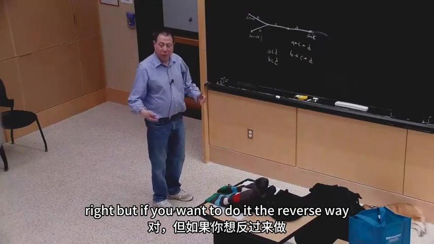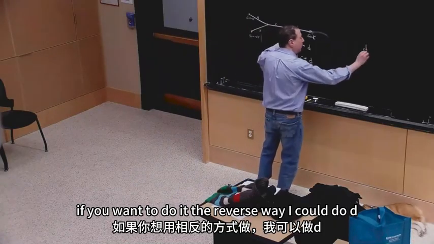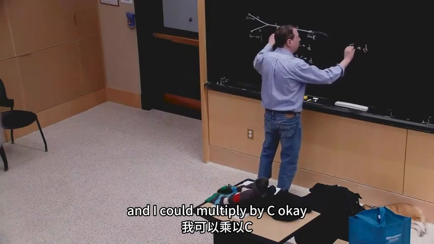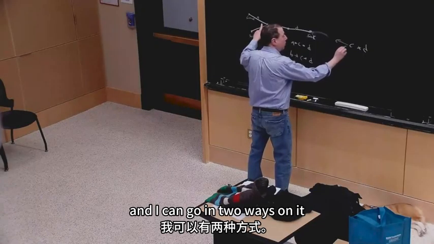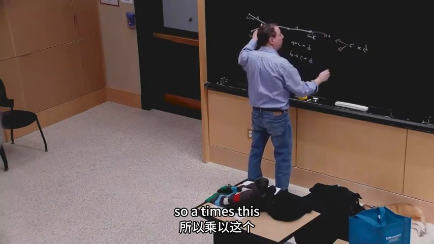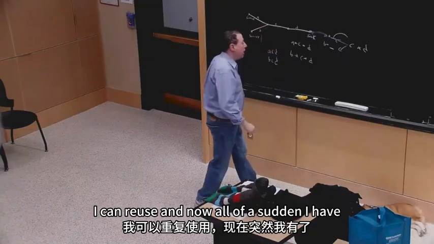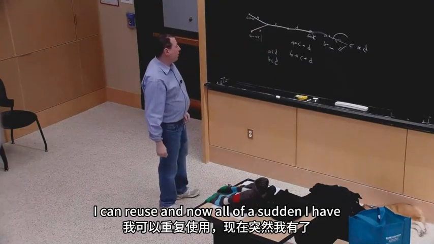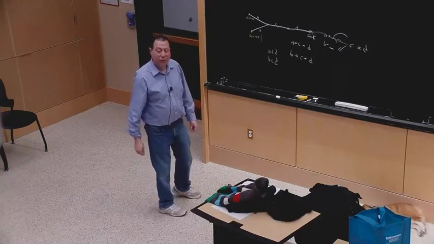But if you want to do it the reverse way, I could do D, and I could multiply by C. And I could take this result, and I can go in 2 ways on it now. I can multiply this by A, so A times this result, or I could go B. I can reuse, and now all of a sudden, what do I have? 1, 2, I have 3 products instead of 4.